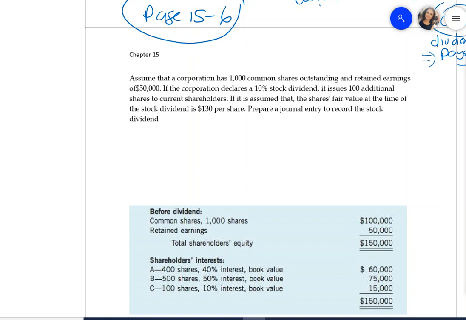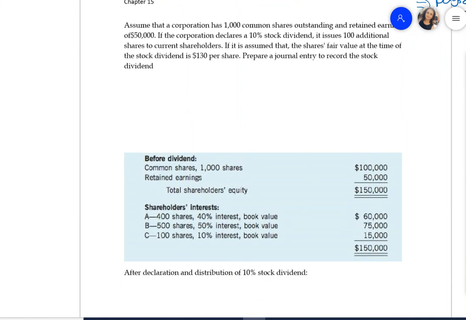Before we read the question, we're going to look at what happens before the dividend. This is just a screenshot, and I think the question is right from your book. If I'm not mistaken, the question is from 15-18, page 18 of your book. We want to know how your shareholders' equity section looks after you pay the dividend.